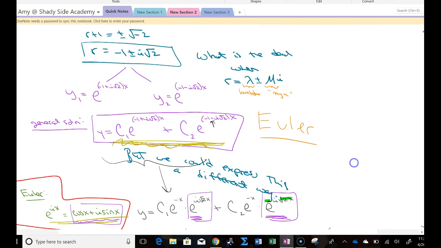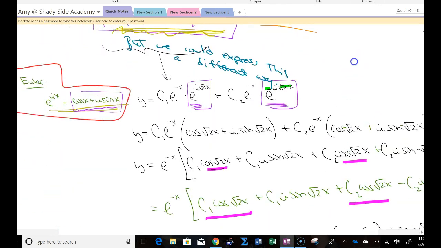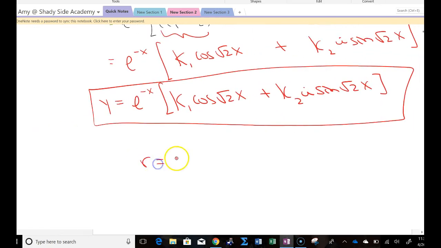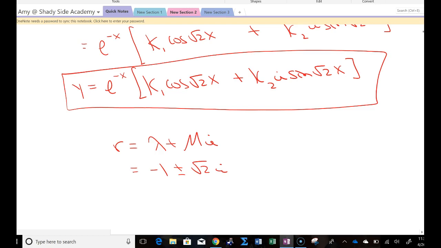Let me come back up. The whole thing was, we called it r equals lambda plus mu i. So let me come back down. r equals lambda plus mu i, and in this case it was negative 1 plus or minus radical 2 i. Okay?